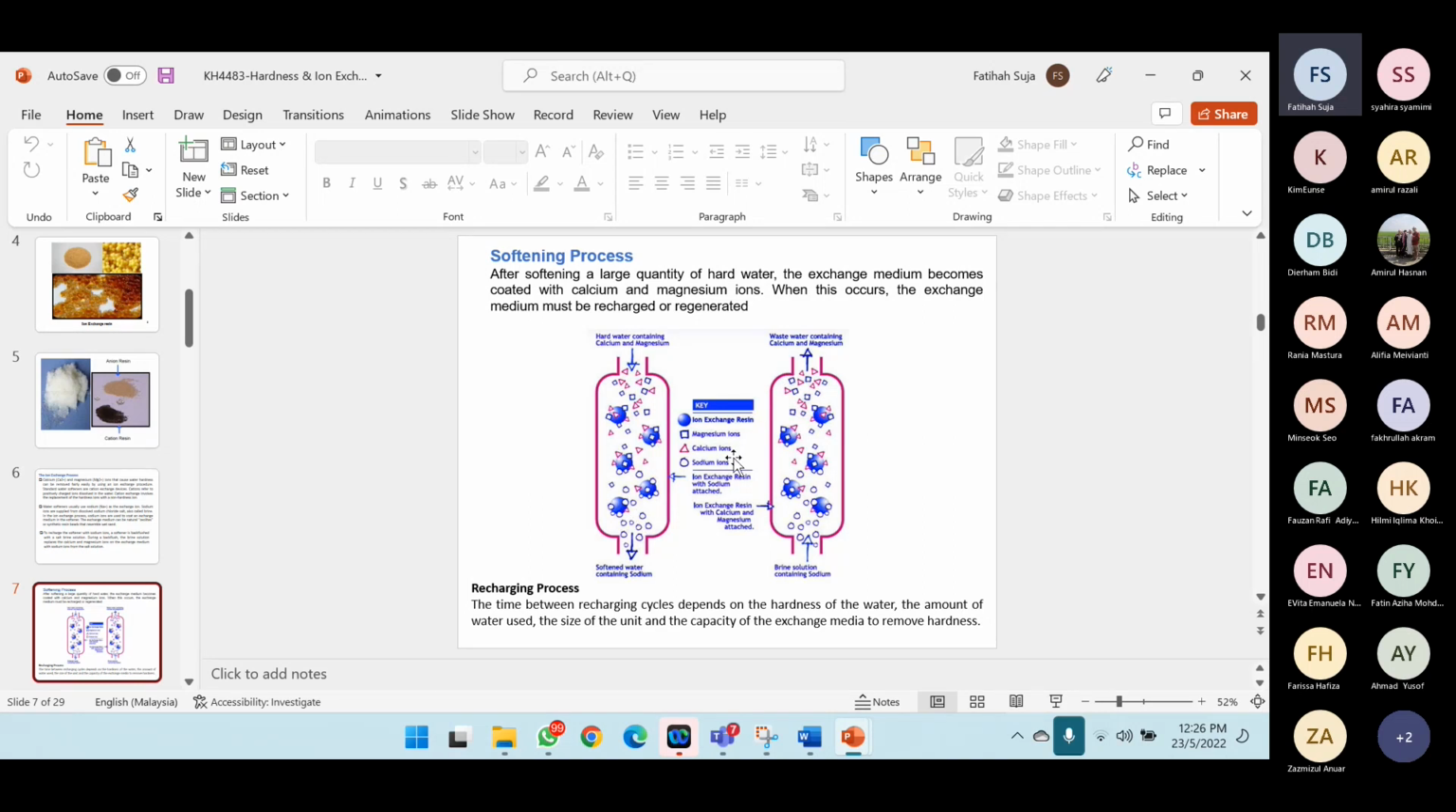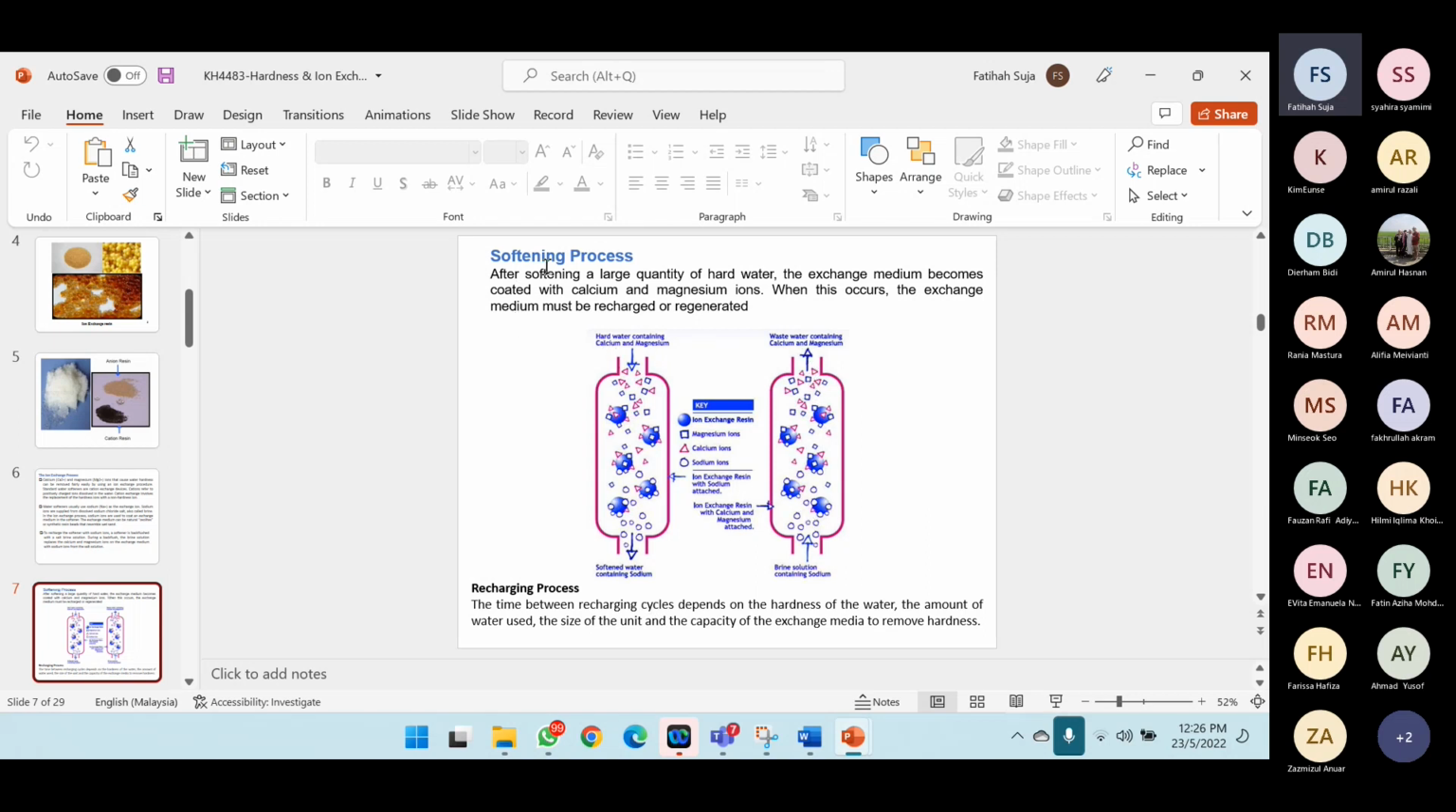Okay, so after that you have this wastewater containing calcium and magnesium. This one you recharge. You recharge the resin, meaning that you clean the resin with brine solution containing sodium. So you will get wastewater containing calcium and magnesium out of the system.